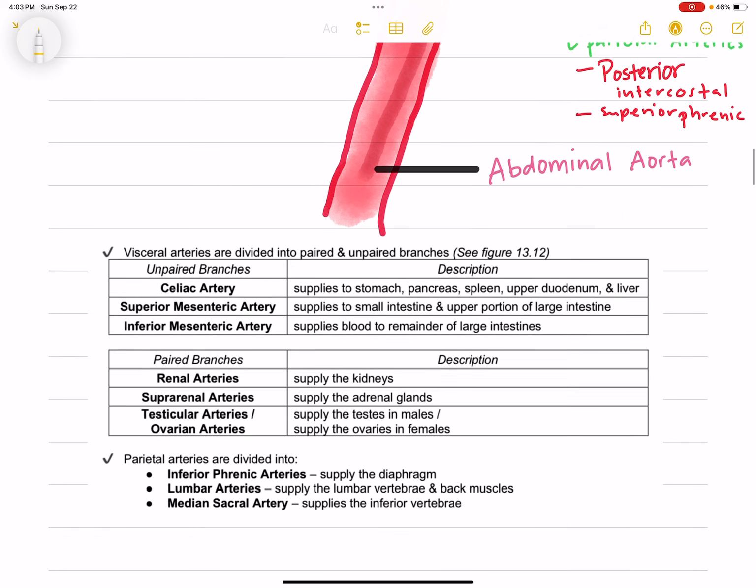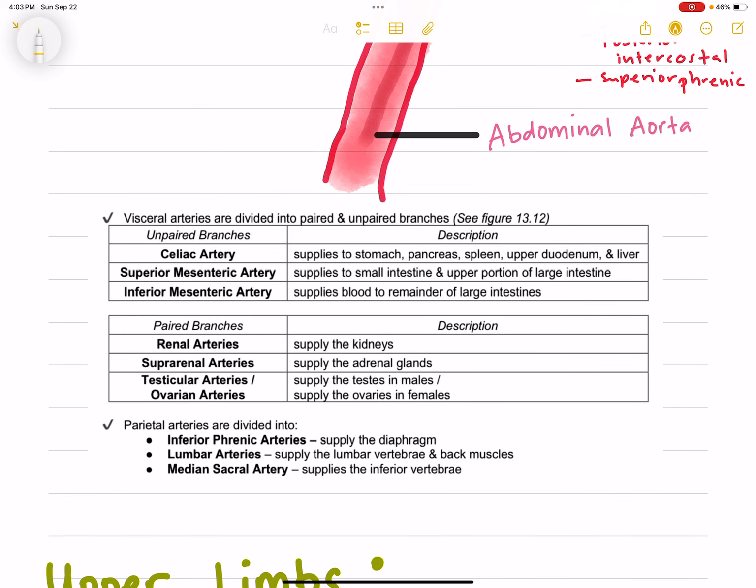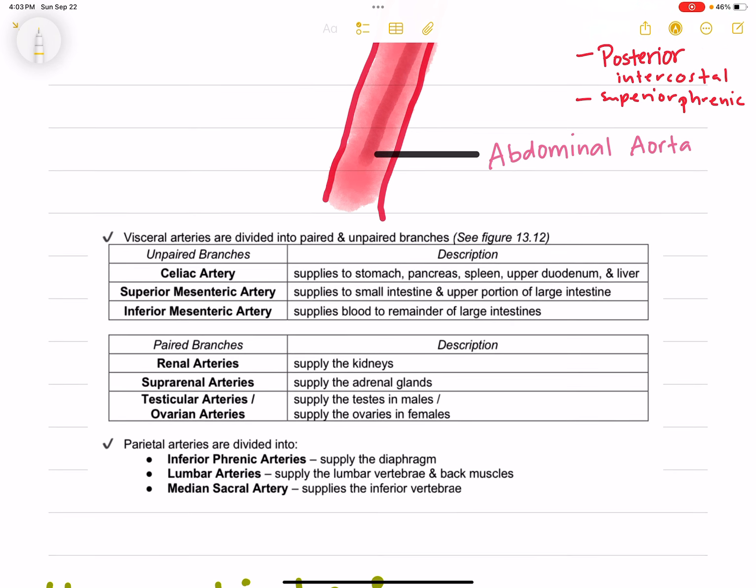So, okay, ari sila. Nag-connect na sila. Like, ang mga unpaired branches, wala sila sang pair. Or mga visceral arteries ni sila. Okay? So, unpaired, wala sang pair. Ang celiac artery, superior mesenteric artery, inferior mesenteric artery. So, ga-supply sa stomach, supply sa small intestine, ga-supply blood to remainder of large intestine.